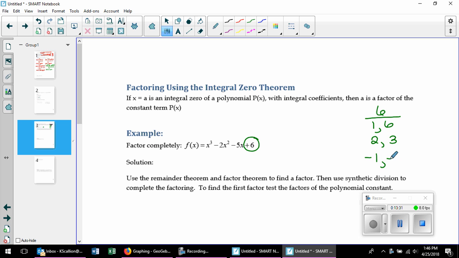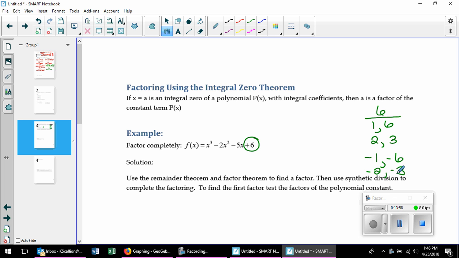-1, -6, -2, -3. So yes, you have to guess and check, Carson, but you're not going to pick 10. You're not going to pick 22. You're not going to pick 6 times. You're picking from the factors of your constant term. Okay, that's where that comes from. So yes, you're going to have to guess and check, but you're going to narrow it down to those factors.